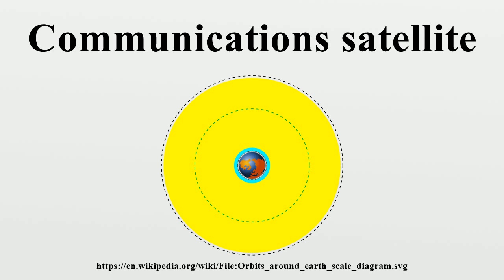This is because the satellite's orbital period is the same as the rotation rate of the Earth. The advantage of this orbit is that ground antennas do not have to track the satellite across the sky. They can be fixed to point at the location in the sky where the satellite appears. Medium Earth orbit satellites are closer to Earth.